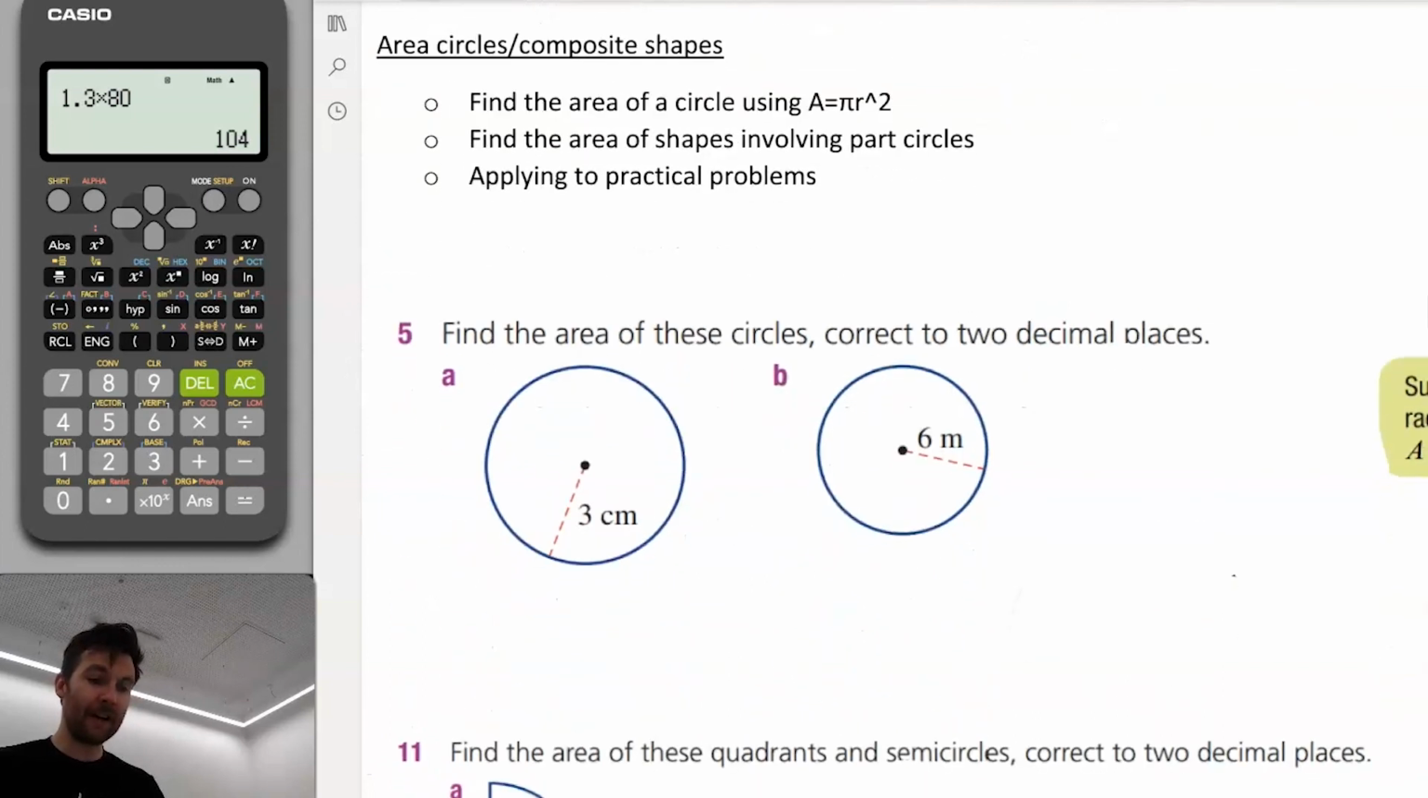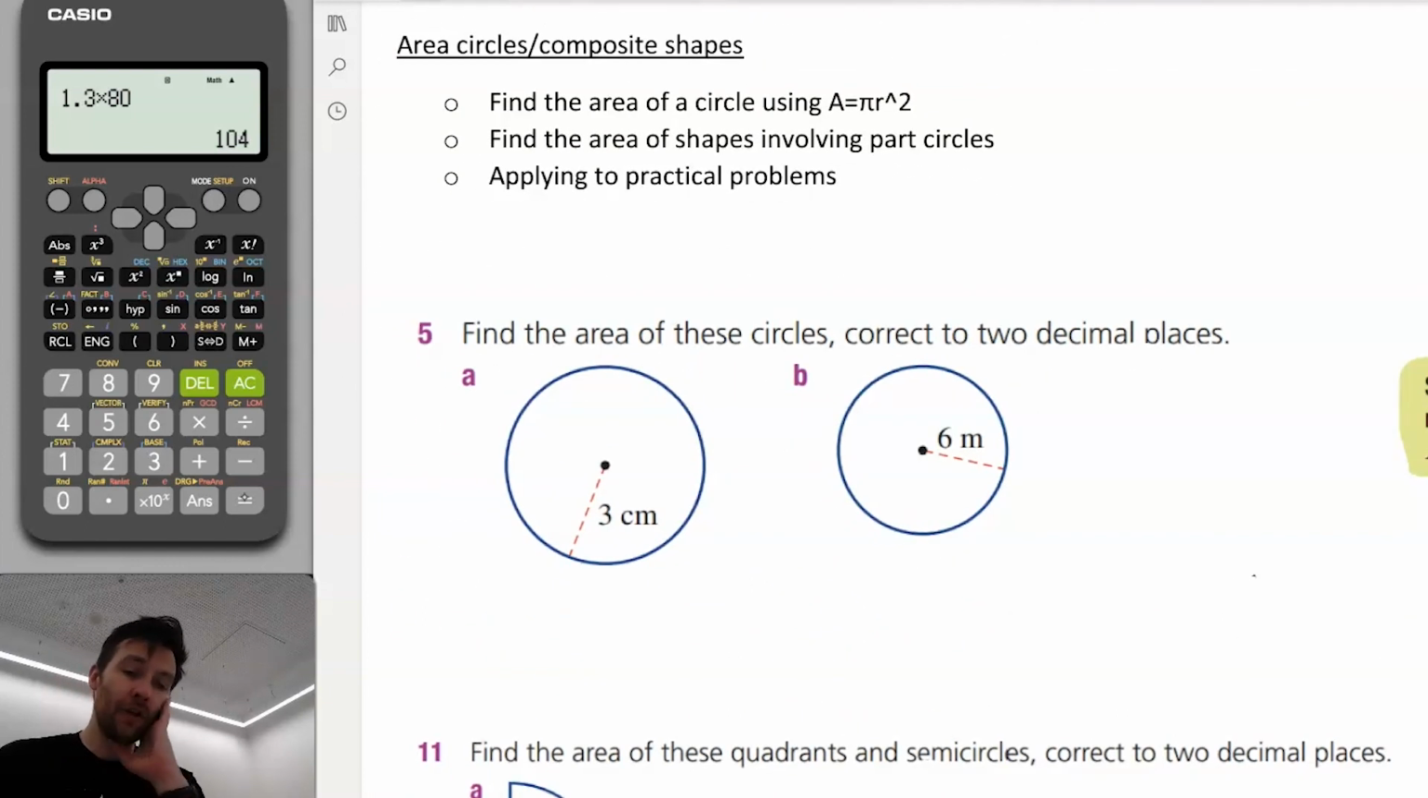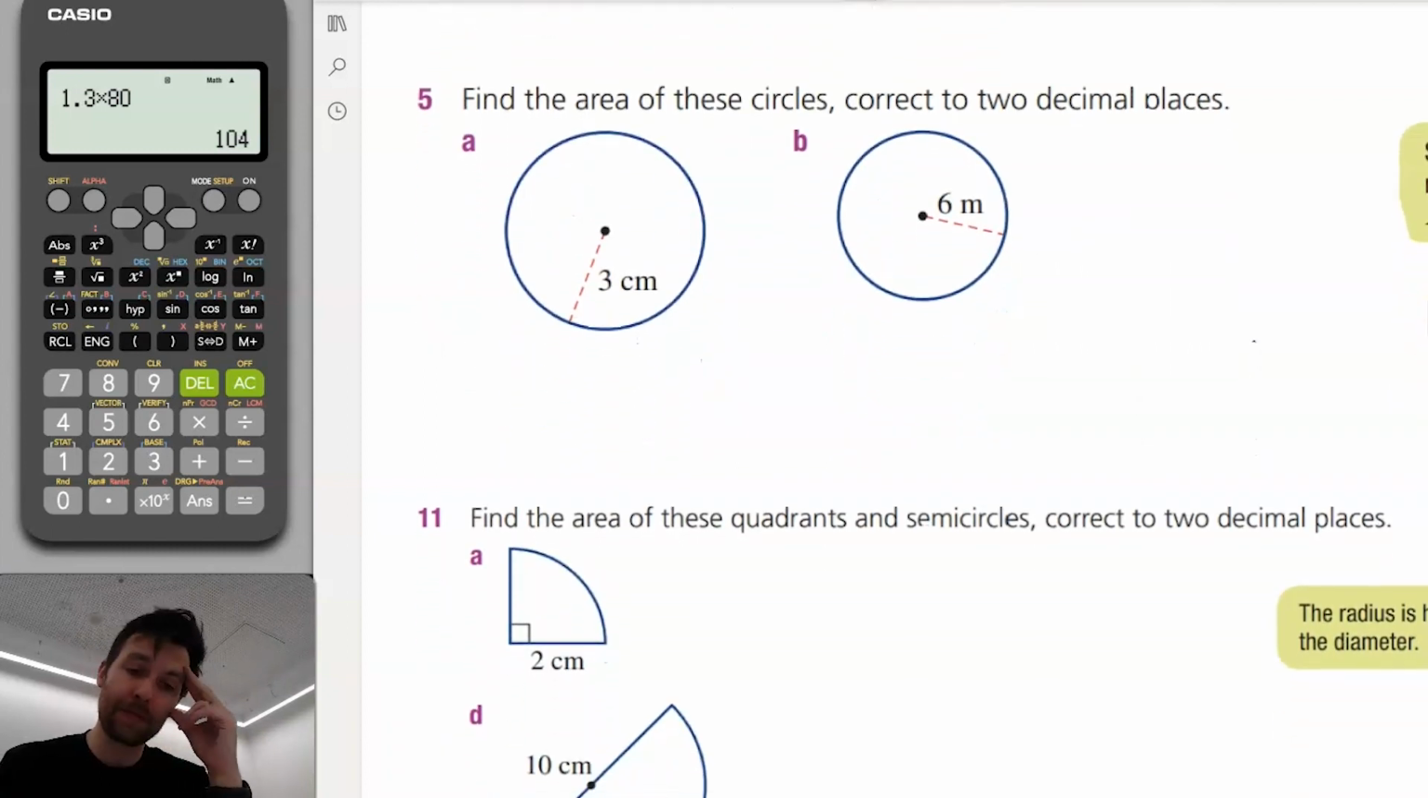Okay, now we're on to area. Now, there's a few different skills for this one. Finding the area of a circle using pi r squared, finding the area of shapes that involve parts, circles, and then applying that to practical problems.